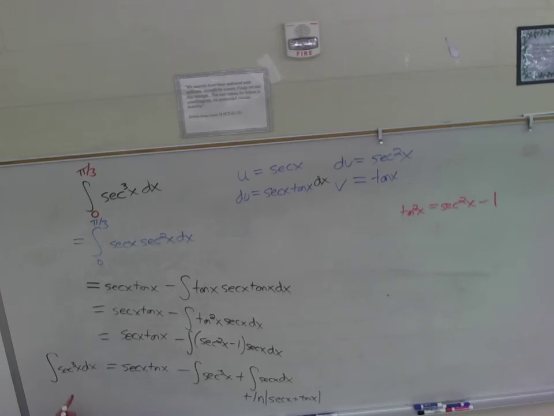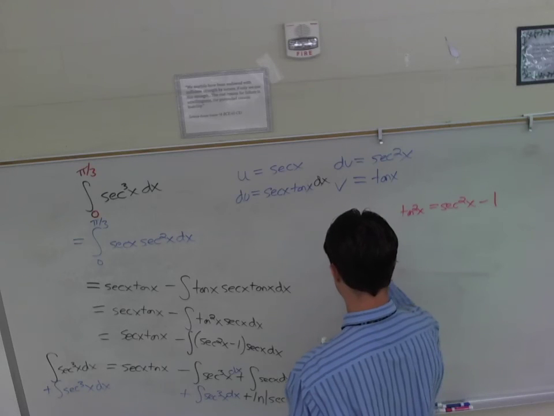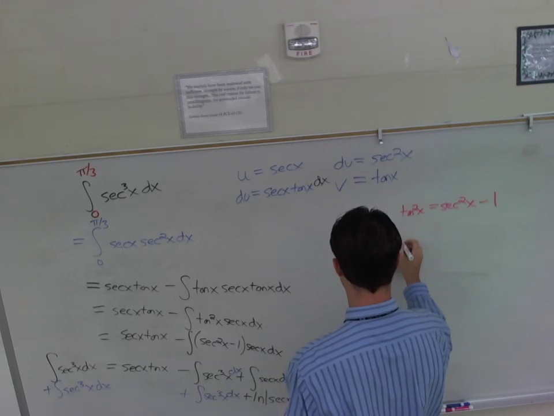But see, now the thing that we have here that you've got to recognize is there's an integral of secant cubed on both sides. So I heard Alexa say, hey, you can just move that over there, and there's 2 of those, and then you can just divide by 2 and you have your answer. So we can just move that integral over here, and now there's just 2 of those. So what we have is 2 integrals of the secant cubed.